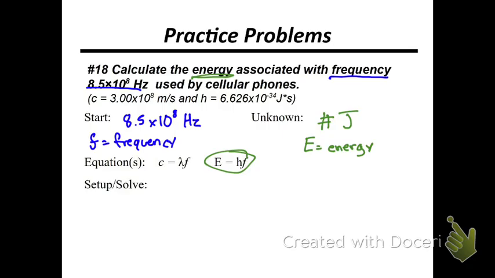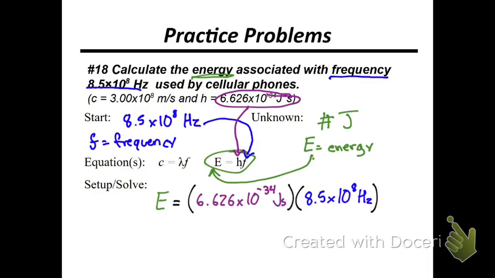I know that frequency, F, is going to be going in here. And I am looking for the number of joules. And then finally, we have Planck's constant for H, and that can be plugged in right there. So your setup should look like this. 6.626 times 10 to the negative 34th joule seconds times 8.5 times 10 to the 8th hertz. No algebra needed here. We just need to multiply these two values together to get our final answer.